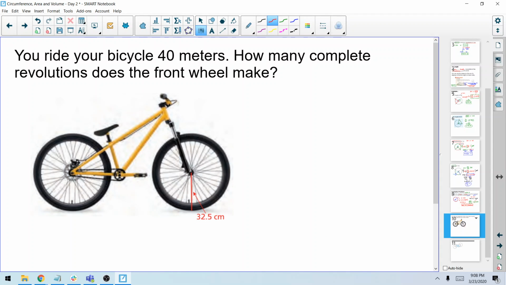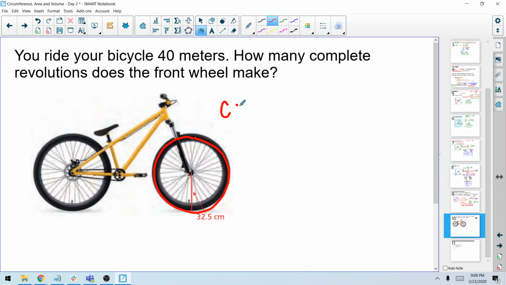Next one. You ride your bicycle 40 meters. How many complete revolutions does the front wheel make? So very similar to the last one. Let's just see if we can kind of figure out what we're doing here. So we've got a bike tire. We're going to ride the bike for 40 meters. The wheel is turning. First thing we're probably going to want to find is the circumference of our wheel.